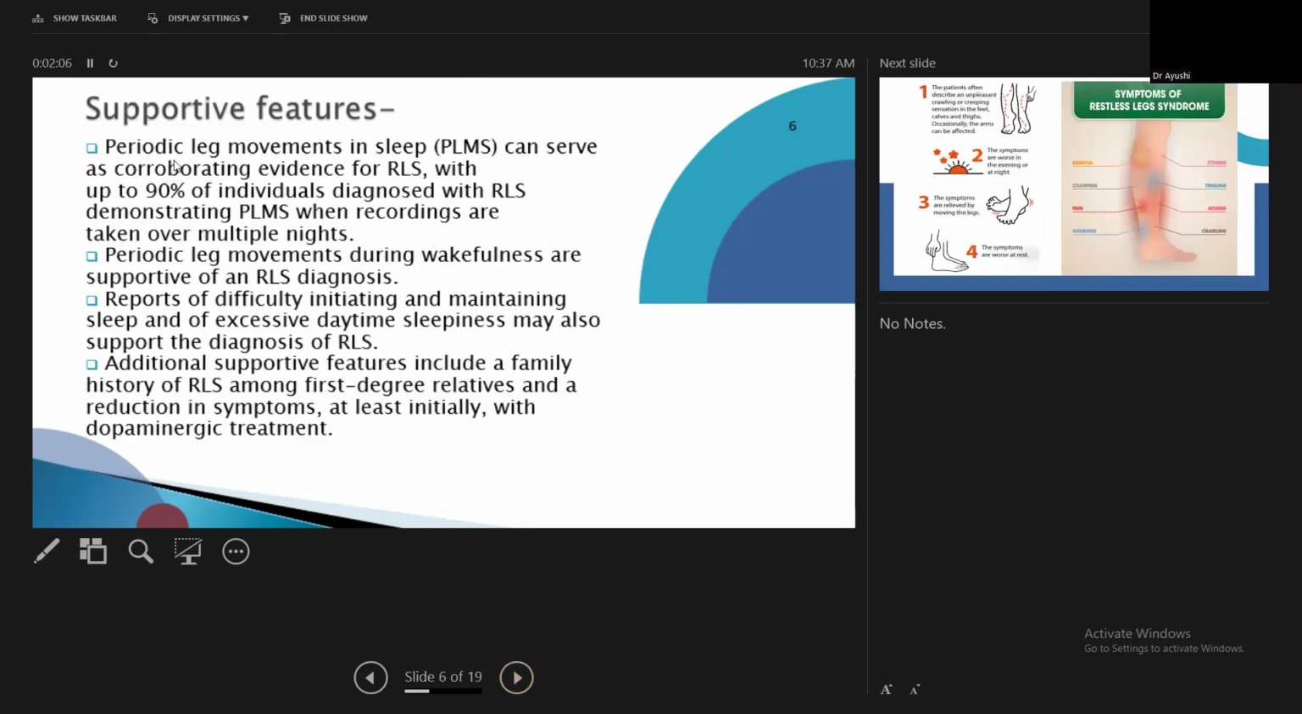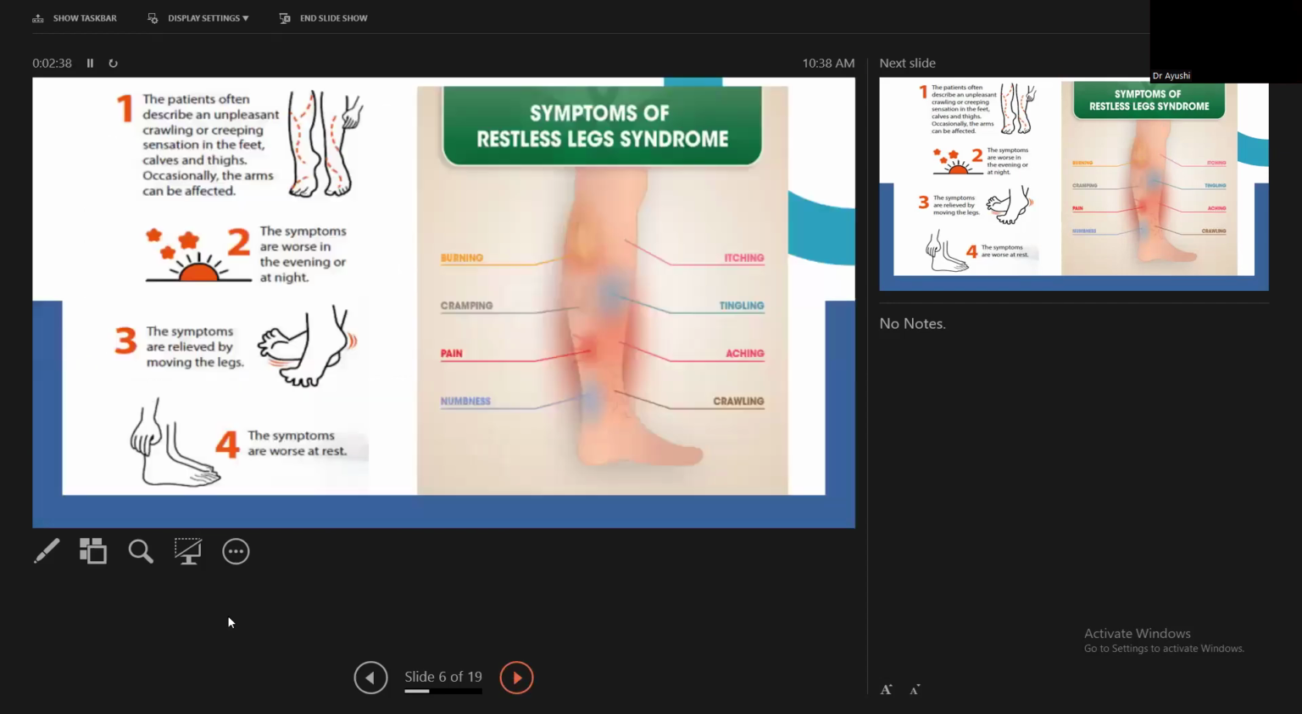Supportive features. Periodic leg movements in sleep, PLMS, can serve as corroborating evidence for RLS, with up to 90% of individuals diagnosed with RLS demonstrating PLMS when recordings are taken over multiple nights. The PLMS during wakefulness are supportive of an RLS diagnosis. Reports of difficulty initiating and maintaining sleep and of excessive daytime sleepiness may also support the diagnosis of RLS. Additional supportive features include a family history of RLS among the first degree relatives and a reduction in symptoms, at least initially, with dopaminergic treatment.